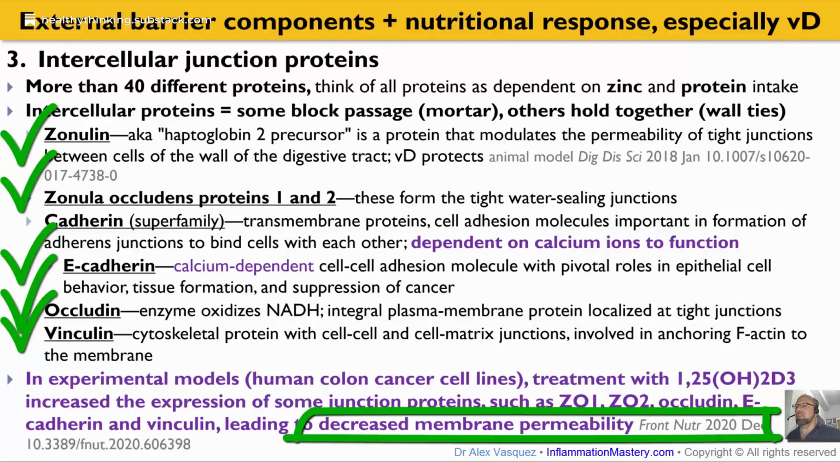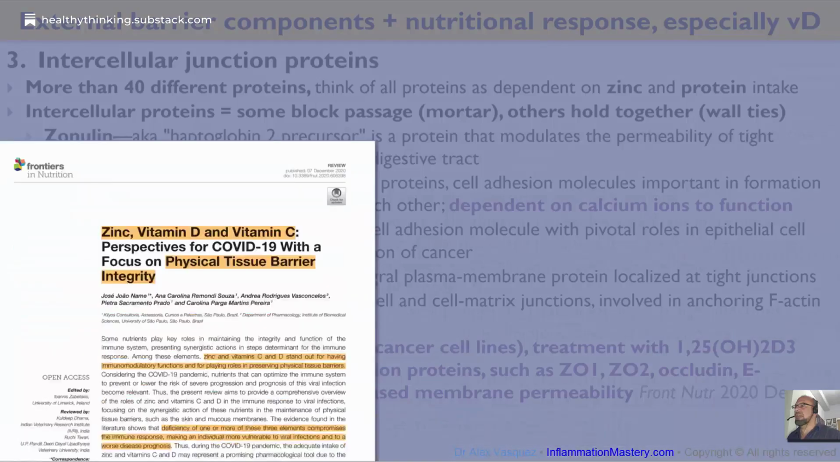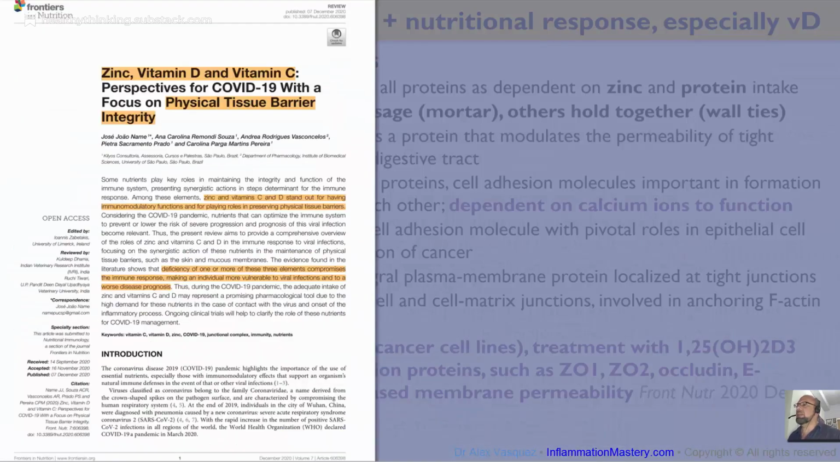And that information was actually recently published in Frontiers in Nutrition, 2020, in December. So that's not even a year old. Now let's take a closer look at that exact same article, "Zinc, Vitamin D, and Vitamin C: Perspectives for COVID-19 with a focus on physical tissue barrier integrity."